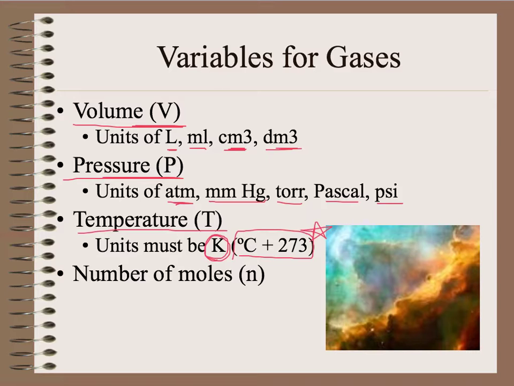And then the number of moles is something that you can change for a gas. The only way that you can change the number of moles is by either adding or taking away gas. If you add gas, then you've added to the number of moles. If you subtract some gas, take some gas away, you've got fewer moles of gas. So that's actually the amount of gas that you have in there. These are the four variables that we'll be dealing with.